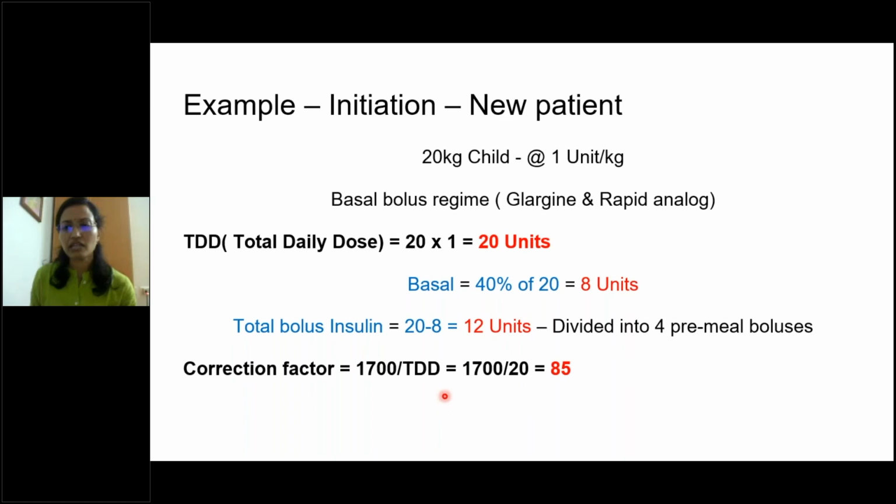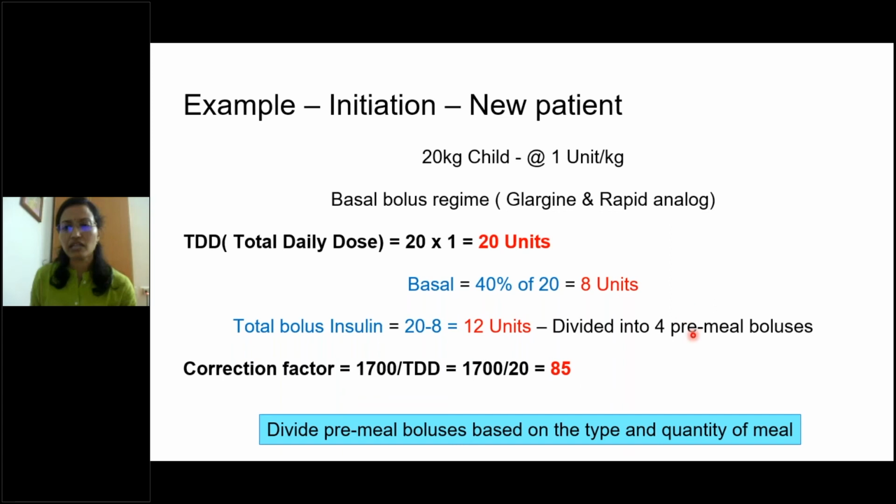And what is your correction factor? 1700 divided by total daily dose. Your total daily dose is 20, so this is approximately 85. It means that 1 unit of insulin drops the sugar by 85 milligram per deciliter.